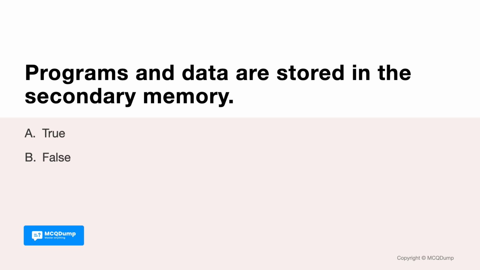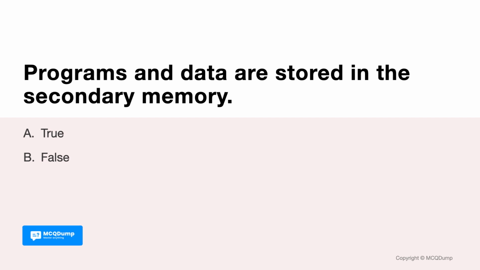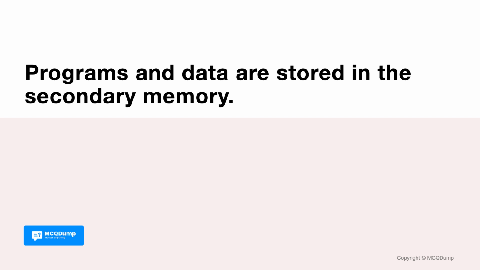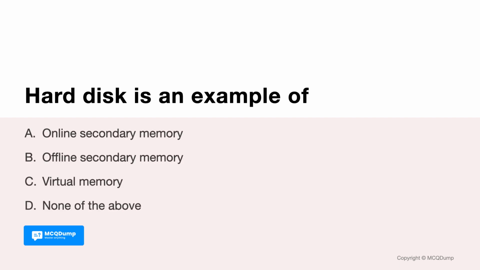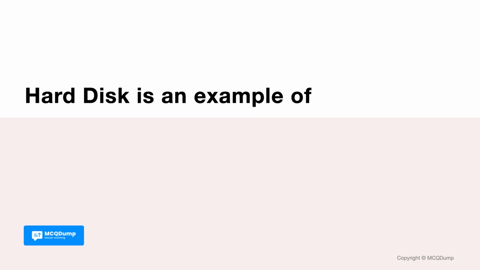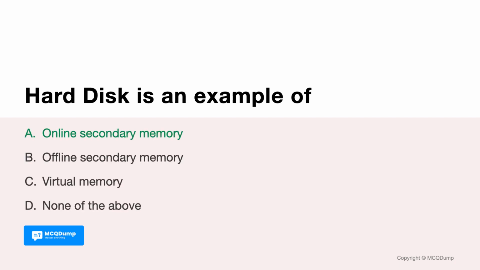Programs and data are stored in the secondary memory. True or false? It's true. Programs and data are stored in the secondary memory. Hard disk is an example of? Options are A. Online secondary memory. B. Offline secondary memory. C. Virtual memory. And D. None of the above. Answer is A. Online secondary memory. Hard disk is an example of online type of secondary memory.